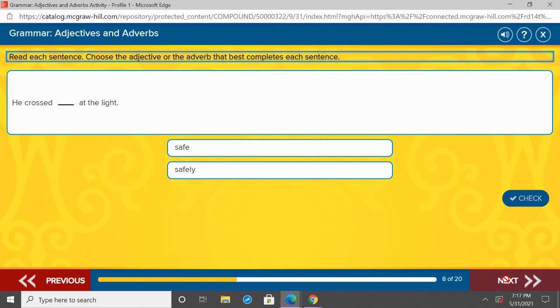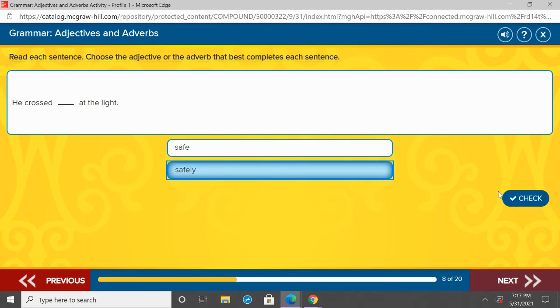He crossed blank at the light. He crossed safely or he crossed safe. First, again, yell out. What are we describing here? We're describing how he crossed, right? Is crossed a verb or a noun? Yeah, it's a verb, so we need an adverb. How'd he cross? He crossed safely.